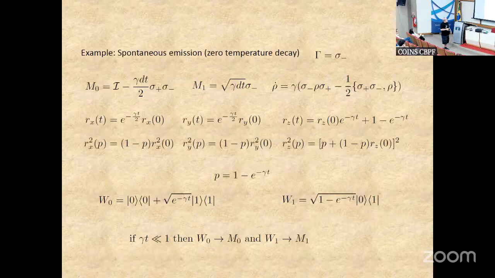So one example of this, let's pick up spontaneous emission. Spontaneous emission, there is only one operator, which is sigma minus. So I'm talking about a qubit. So my qubit is in the excited state, it gets down. If it's in the ground state, it stays where it is, okay? And so there is only one jump. It's the one that brings my qubit down.